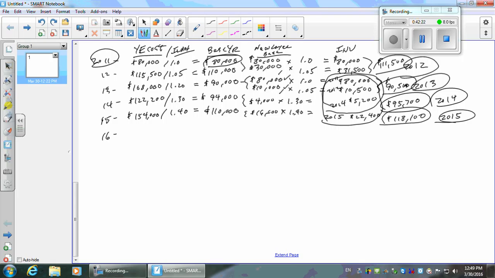All right. And in 16, what happened? I don't know why they're building their inventory so much, but they are. 16, it's what? 176.9. 176.9. What's the index, everybody? 145.